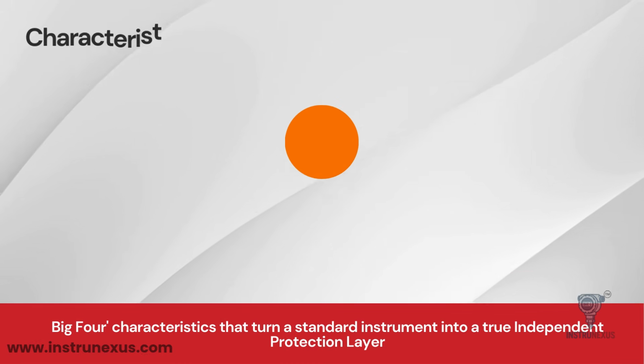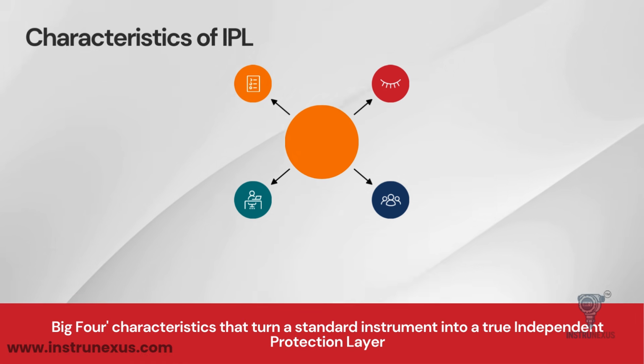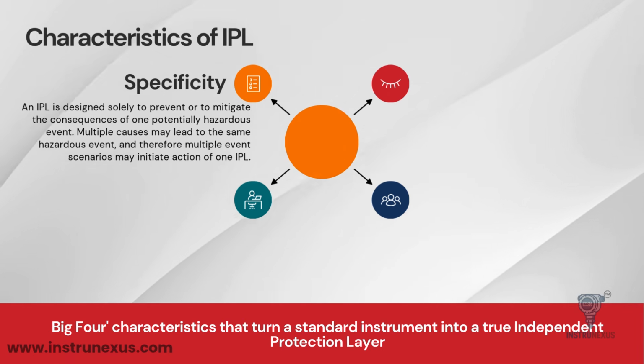In process safety, not every safeguard qualifies as an independent protection layer, or IPL. To be credited as an IPL in a layer of protection analysis, a device must meet 4 strict characteristics. First is specificity. An IPL isn't a catch-all solution. It is designed solely to prevent or mitigate the consequences of one specific hazardous event, such as a runaway reaction or a loss of containment.